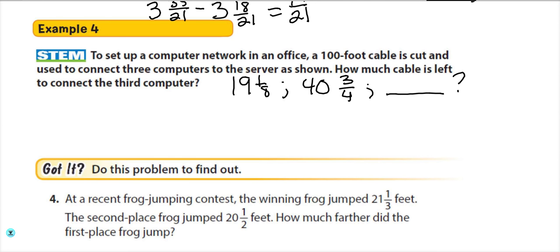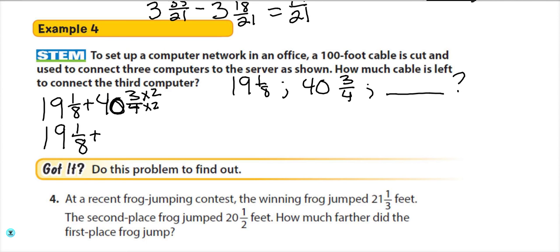All right, so we're going to add those together. So we're going to have 19 1/8 plus 40 3/4. Sorry, that's 0. All right, so can I change my 4 into an 8? Yes, I can. I'm just going to multiply by 2. So this will be 19 1/8 plus 40 6/8. We're adding here, so we just get to add. So that's going to make it 59 7/8.